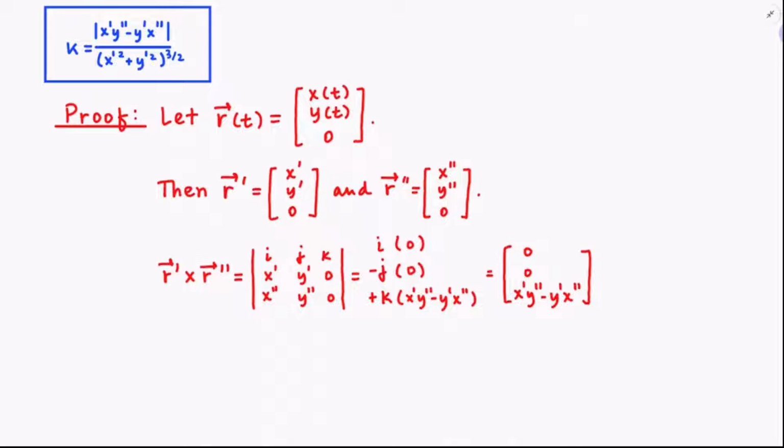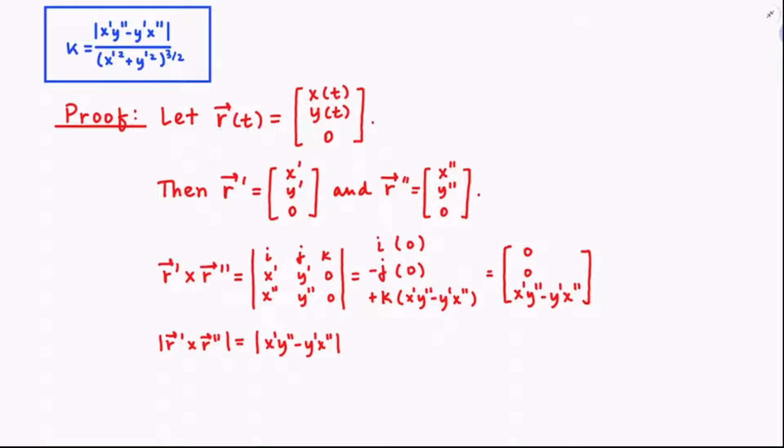If I take the length of r prime crossed with r double prime, well, the length of a vector that has 0, 0, and some other number is going to be just that other number. Maybe the absolute value of it, though, right? If I think about squaring it and then taking the square root, if it had been negative, I'd lose that negativity. So the length of r prime crossed with r double prime is going to be the absolute value of x prime y double prime minus y prime x double prime.